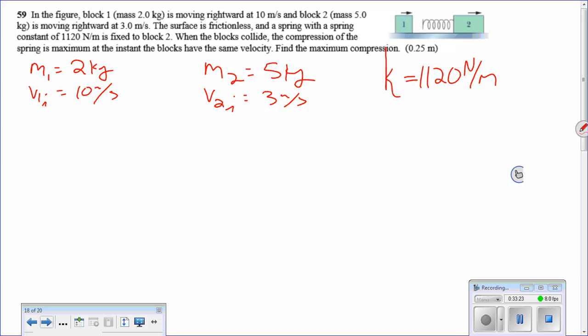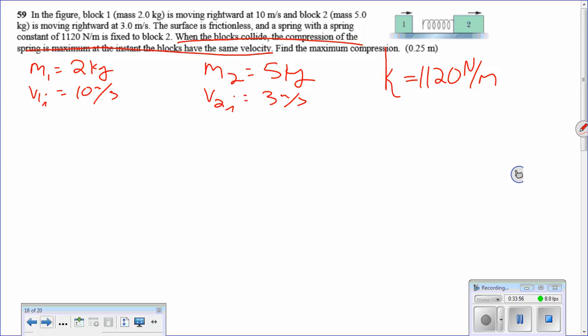Does that kind of make sense, that when they're compressed, that's where they're the same velocity, right? Because what's going to happen is block 1 is going to slow down and speed up block 2. And then eventually, block 2 is going to be moving faster than block 1, right? That means you're starting to uncompress the spring. So this was like a gift. You guys should understand that when you've got a collision with a spring, the velocity is the same at maximum compression. That's a good thing to know.